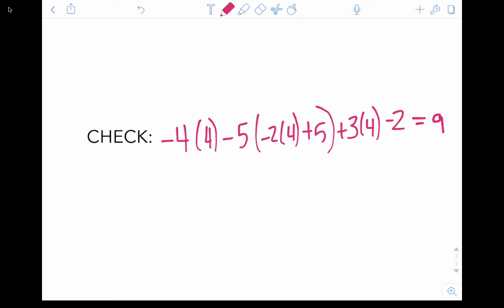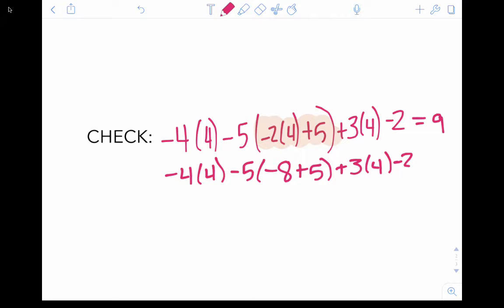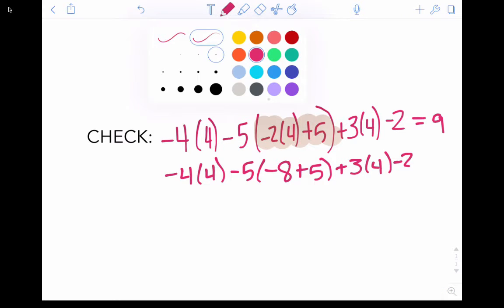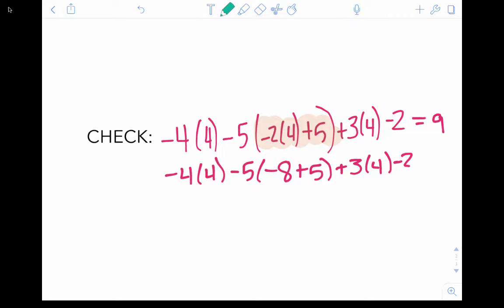Order of operations tells me I need to do parentheses first. So inside of these parentheses, I need to follow my order of operations still. So I do multiplication before I do addition. So I have negative 2 times 4, which is negative 8. And I'm just going to copy everything else down. I'm still inside of my parentheses. I'm going to do my addition now. So I have negative 8 plus 5, which is negative 3. And I'm copying everything else down.